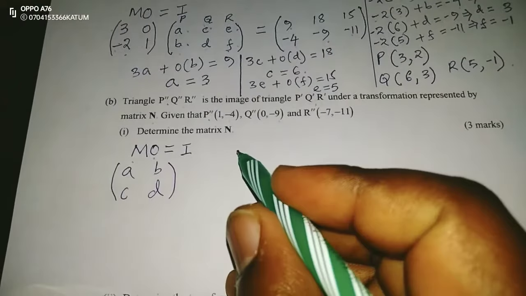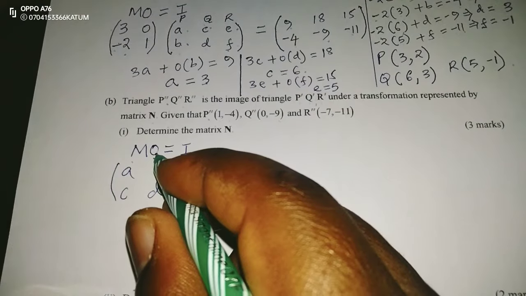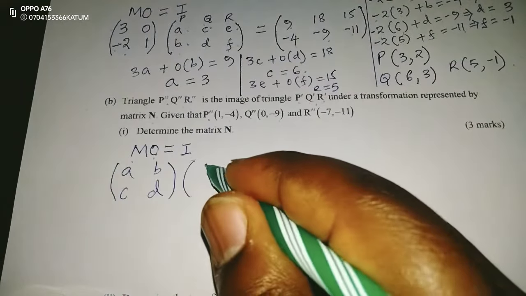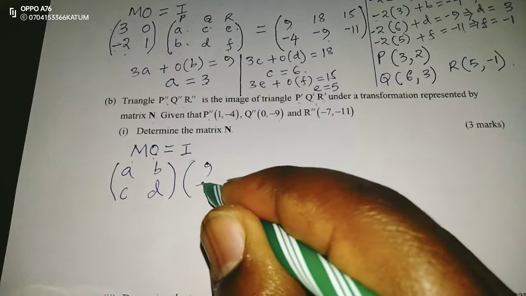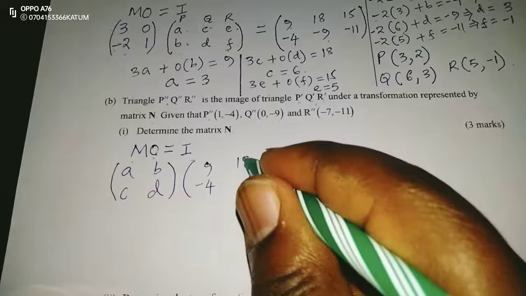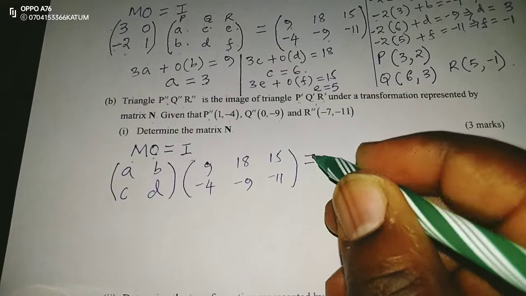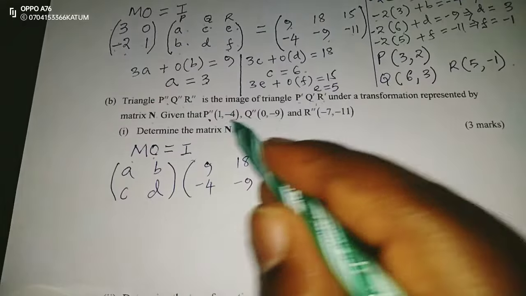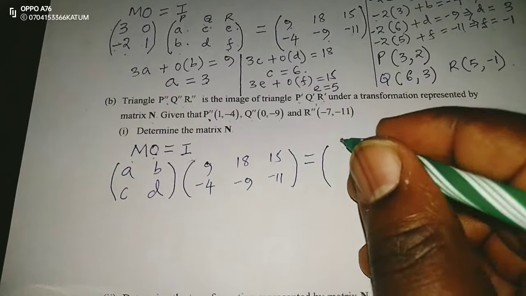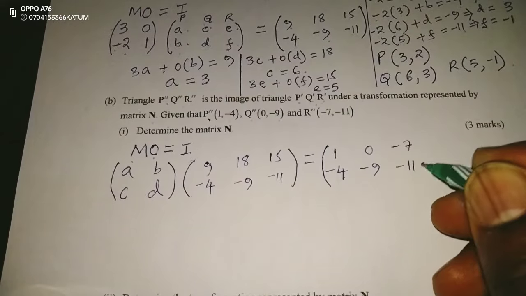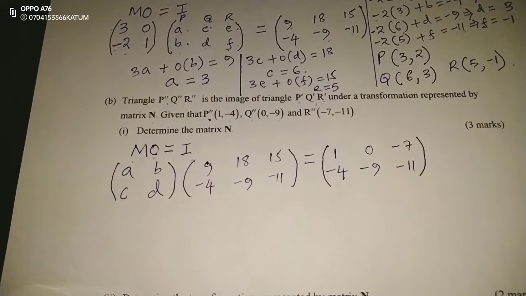When we multiply the unknown matrix of transformation with the triangle being transformed, PQR, which is 9, negative 4, 18, negative 9, and 15, negative 11, this is supposed to give us P'' Q'' R'', which are provided here. So this is going to be 1, negative 4, 0, negative 9, and negative 7, negative 11. So that is how it goes.